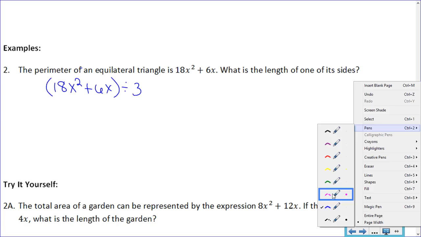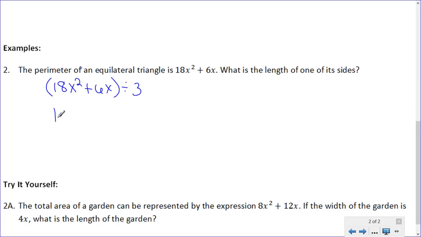Okay, so we have 18x squared divided by 3 plus 6x divided by 3. And here 18 divided by 3 is 6. Bring down the x squared. And here 6 divided by 3 is 2. Bring down the x. And that is the length of one side.